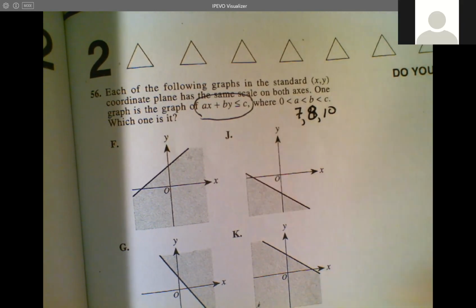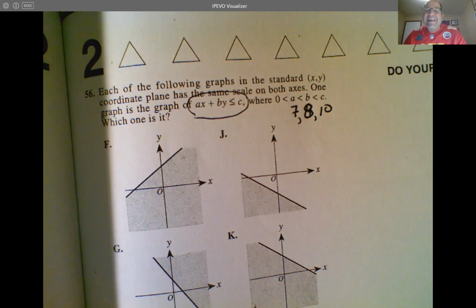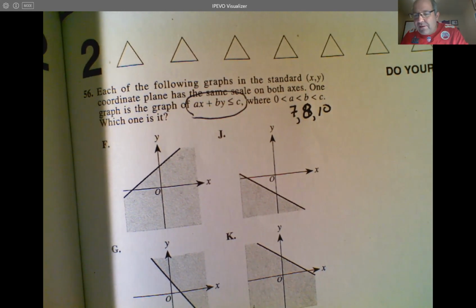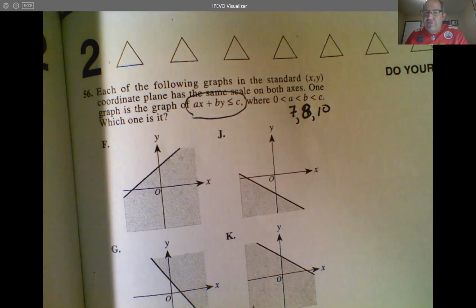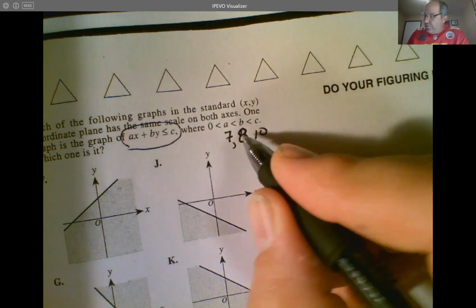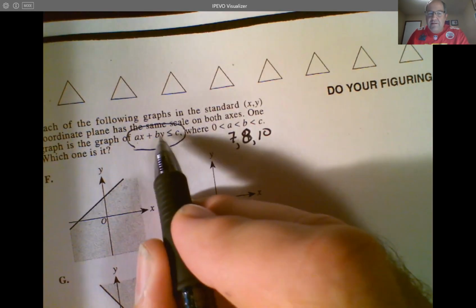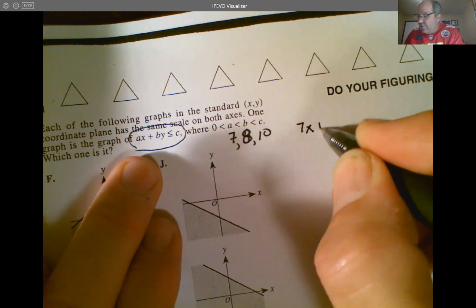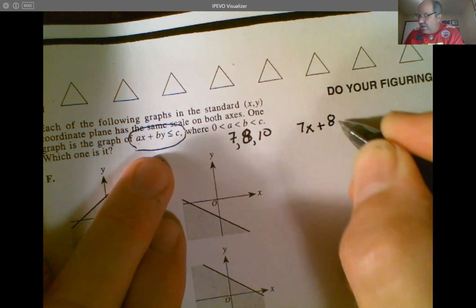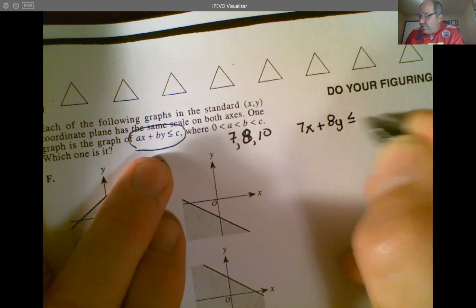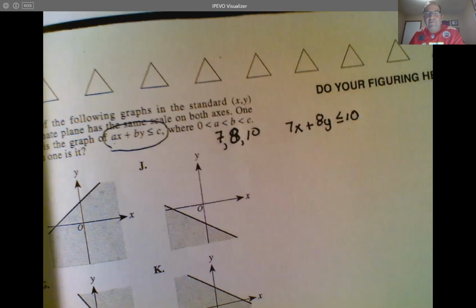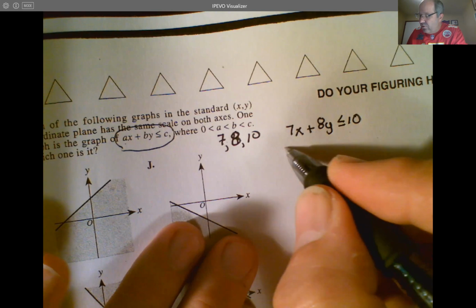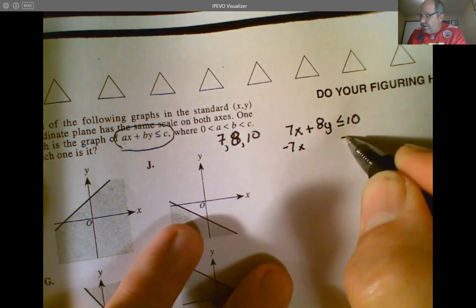10. Okay. We just picked these out of the air. Nicer numbers would have been like 1, 2, and 3, but I'm not judging. So I'm going to put those numbers in for A, B, and C. A is 7, so we have 7x plus 8y is less than or equal to 10. I want to graph this, so don't we have to solve for y? Wouldn't we subtract 7x from both sides?